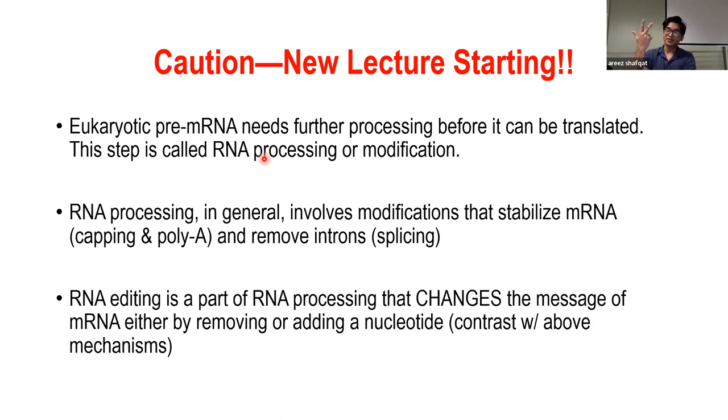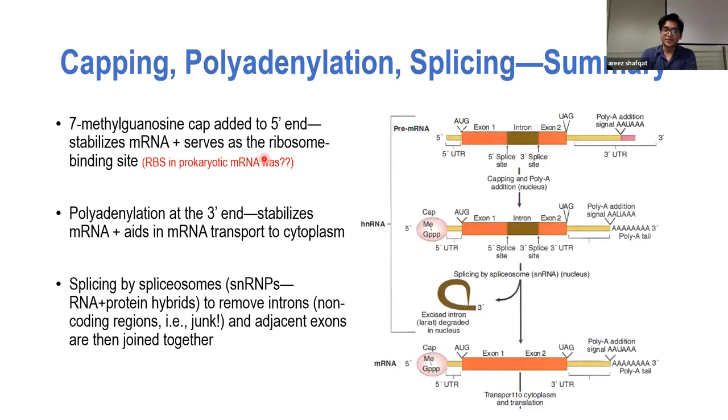Number three, it involves splicing, which is removal of introns. We looked at this. And number four, it involves RNA editing. So these are the four processes which encompass RNA processing, all right? So let's look at each one now.